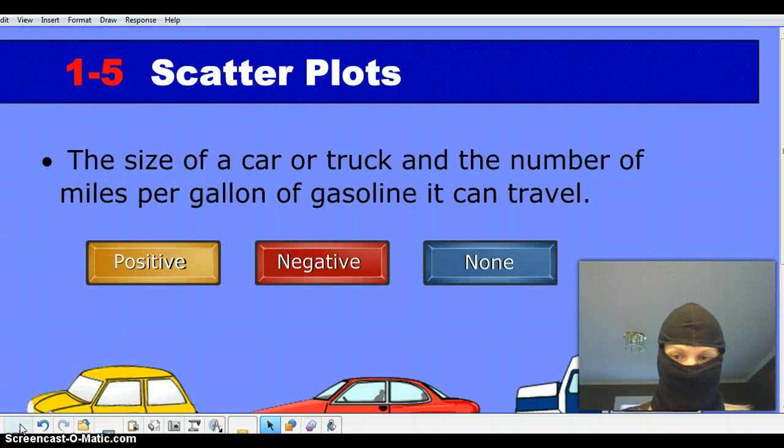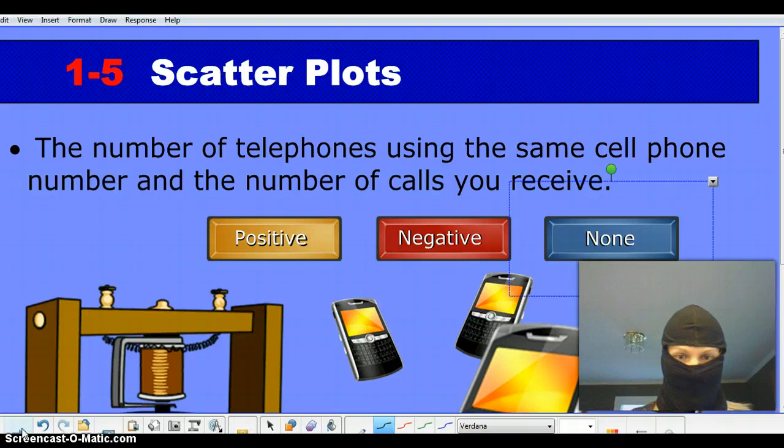The size of the car or truck and the number of miles per gallon. I want you to think about this one and come in with your answer to this one. Would this one have a positive, negative, or no correlation? And kind of be able to explain your reasoning why. So you are to do that one. The number of telephones using the same cell phone plan and the number of phone calls you receive. Again, I want you to come up with the answer for this one on your own. Positive, negative, none, and why?